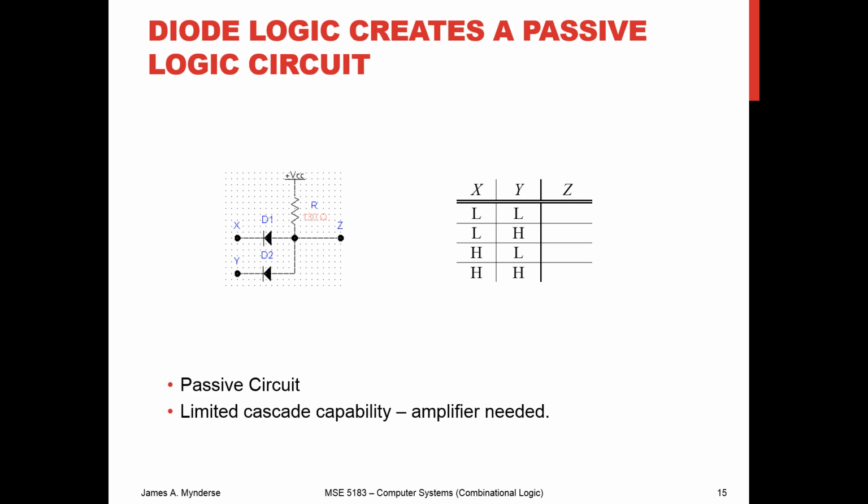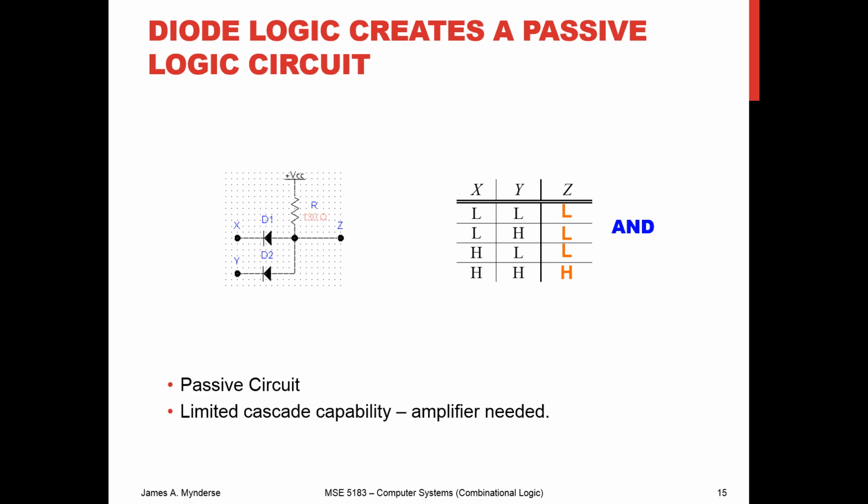So I think you can see here that when I have low on both X and Y, then that allows current to flow from VCC down to the node and then through both of the diodes. And so then Z will be pulled low. If either one of these is low, then current is flowing from VCC to X or Y, whichever is low. And if they're both high, then no current is flowing and Z must be high. So this is clearly a logical operator, and in fact, this is an AND operator. So we can make an AND operator with nothing but diodes and resistor.